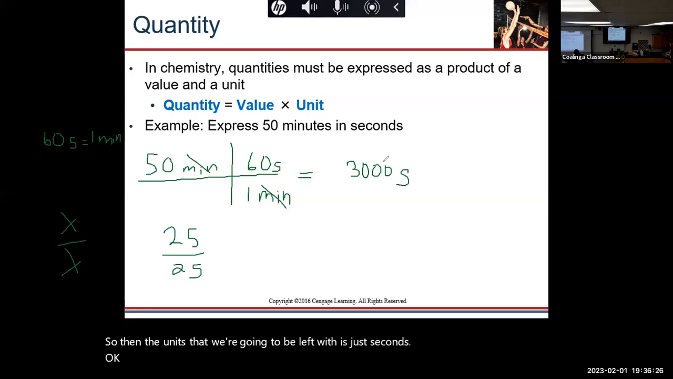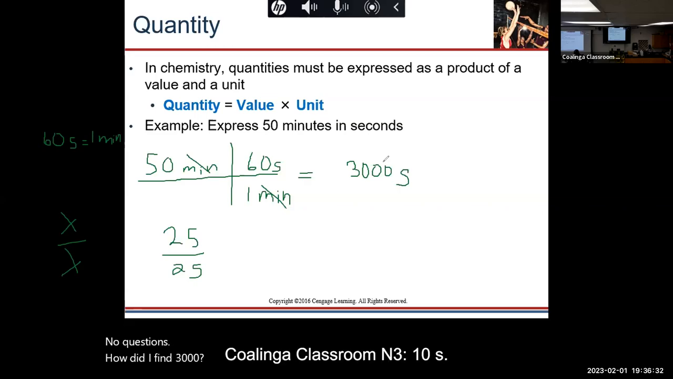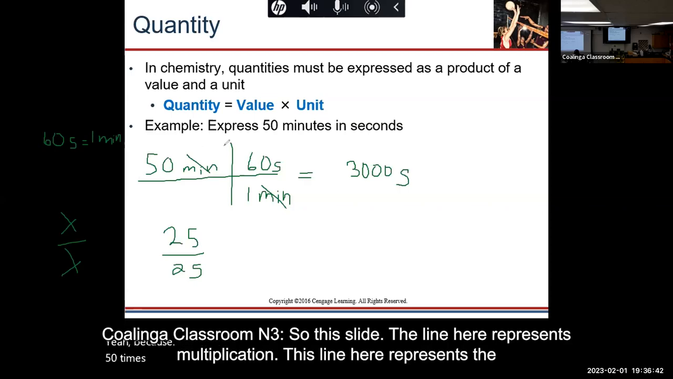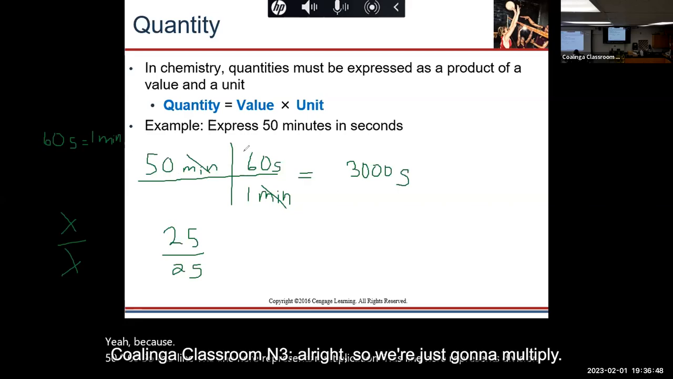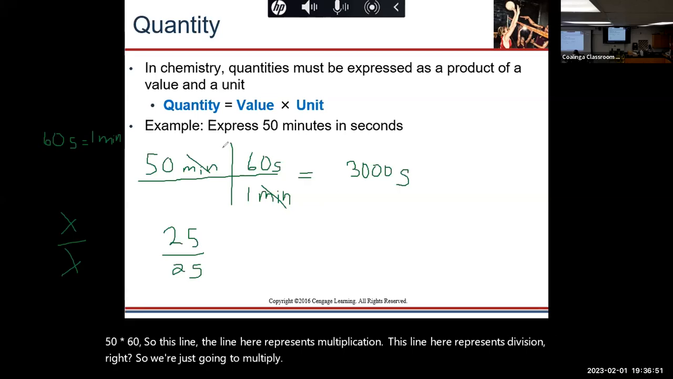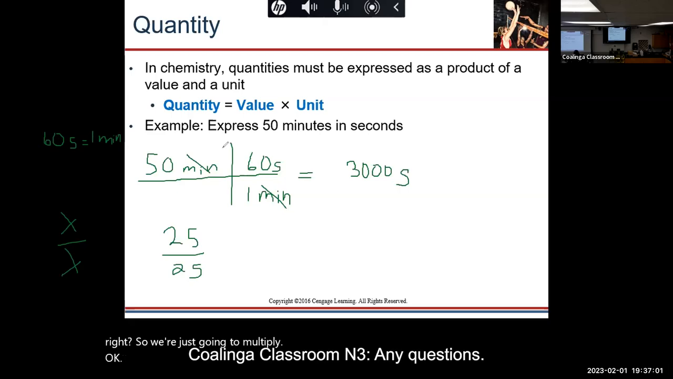Questions? How did you find 3,000? How did I find 3,000 seconds? 50 times 60. The line here represents multiplication, and this line here represents division. So we're just going to multiply. Any questions? No questions? Good.